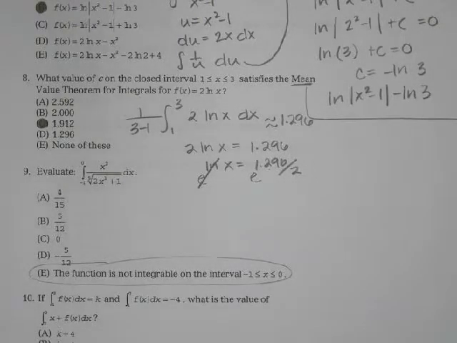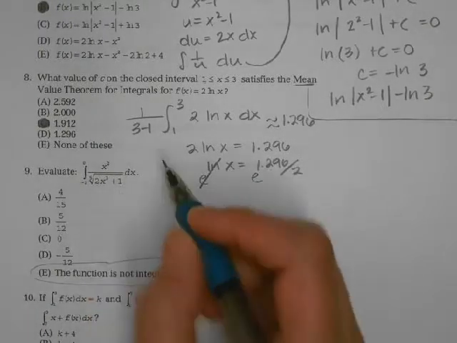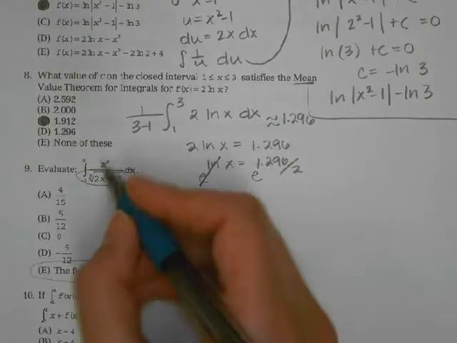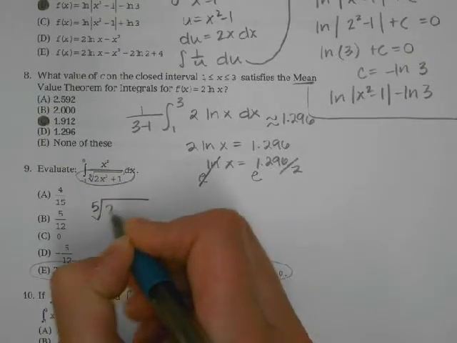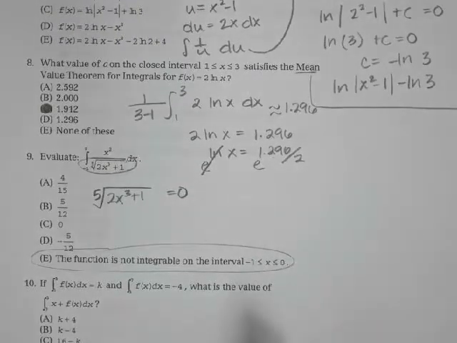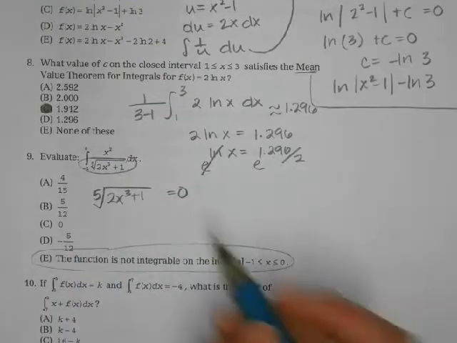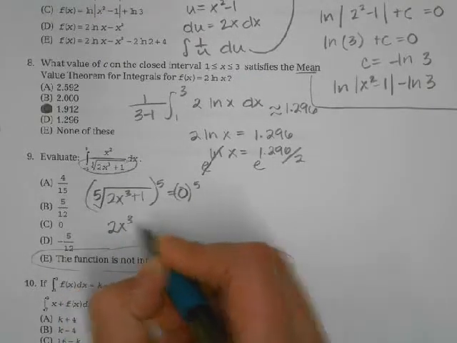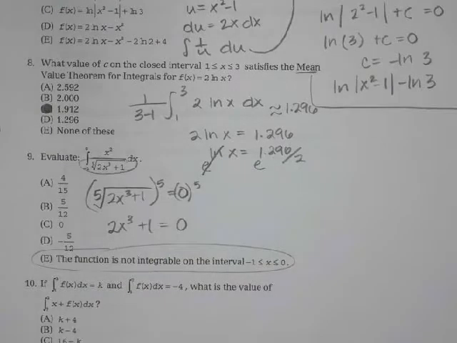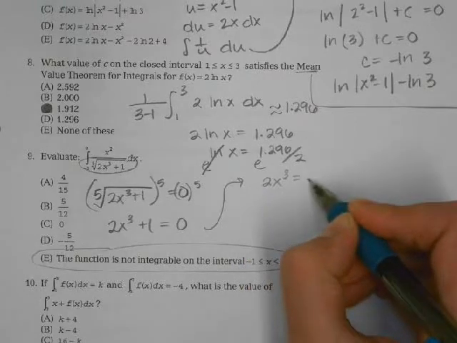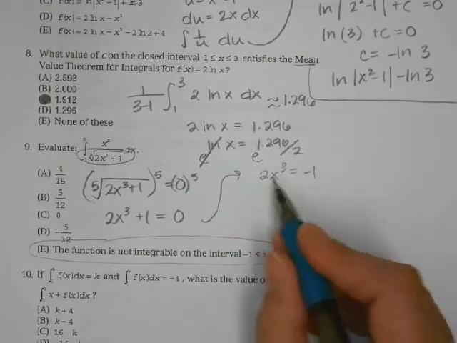So I looked at this problem and said, what would make this something that you couldn't integrate? It's the bottom. If the bottom equaled 0 on the interval, that would be a problem. So I took the denominator and set it equal to 0 just to see when that would happen. It's a 5th root, so I'm going to raise this to the 5th power. So 2x to the 3rd plus 1 equals 0. Then I'll subtract the 1 over. So 2x to the 3rd equals negative 1. And then I'll divide the 2 over.